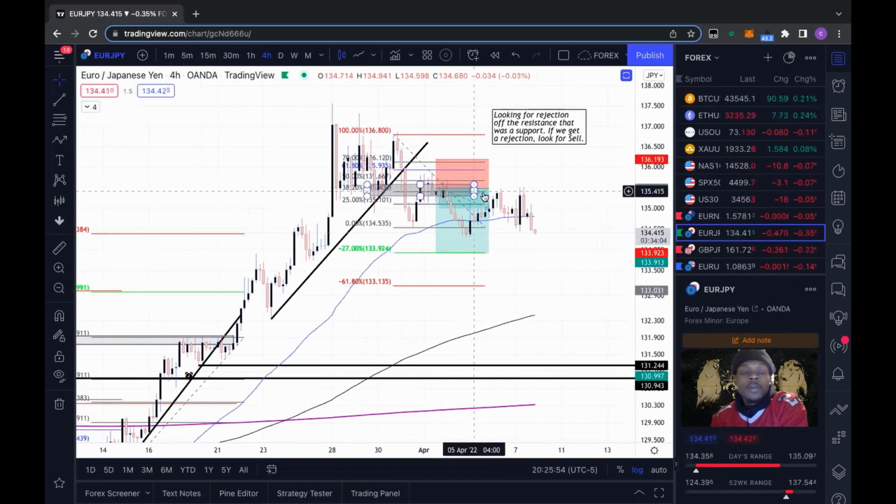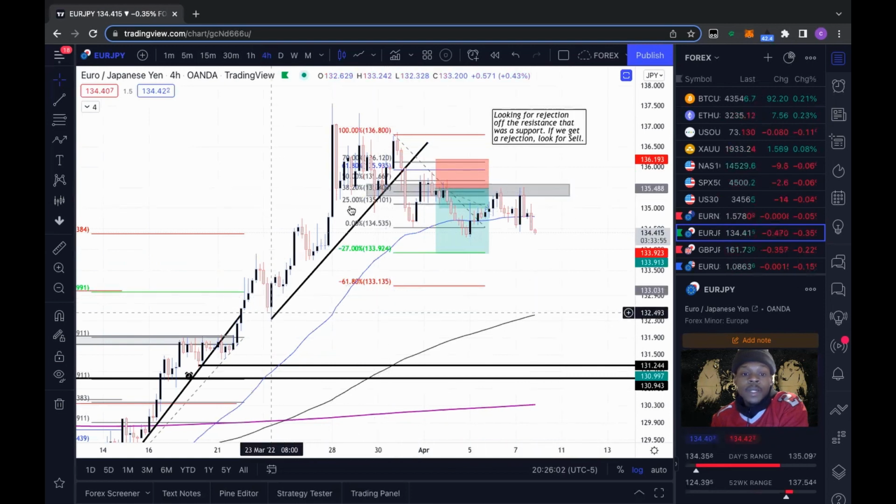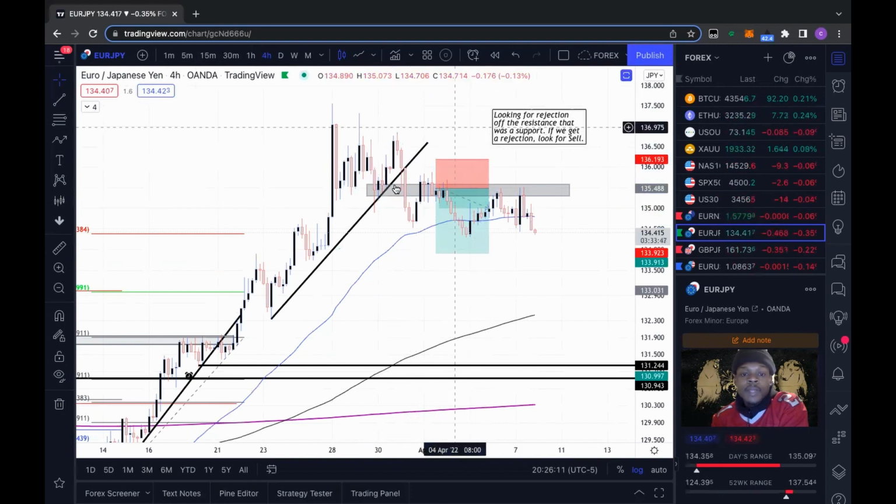So Euro JPY is a trade that's going on right now. So here, as you guys can see, we was in an uptrend, right? We was in the uptrend, and the market ended up breaking this uptrend. Let me get rid of this field right here. The market ended up breaking the uptrend, right? You could tell by these candlesticks right here. That's how we know that it broke the uptrend.